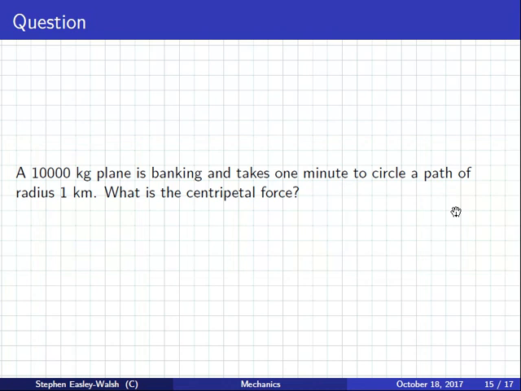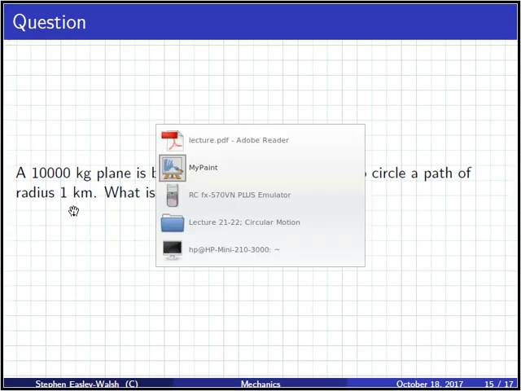A 10,000 kilogram plane is banking. Does anyone know what the meaning of the word banking is here? We talk about a plane, not KBC or AIB. It's turning. When a plane goes like this, no, not like this, sorry. When a plane goes like this, we call this banking. When it turns, to turn. That's called banking.